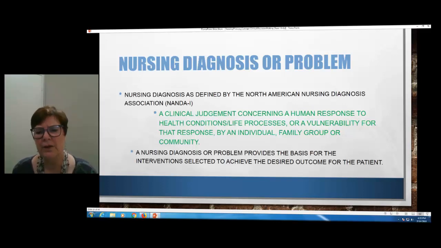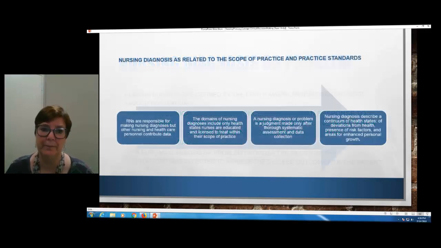So, a nursing diagnosis doesn't just have to be the individual patient, it can be something happening to a family. We must remember that a nursing diagnosis or problem provides the basis for the interventions that we're going to select in our fourth step. So we've got to have our assessment first, and then our assessment is going to drive the diagnosis. We're going to figure out what a problem is and then go from there.